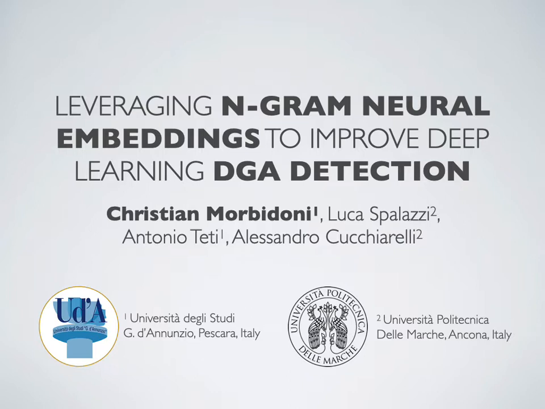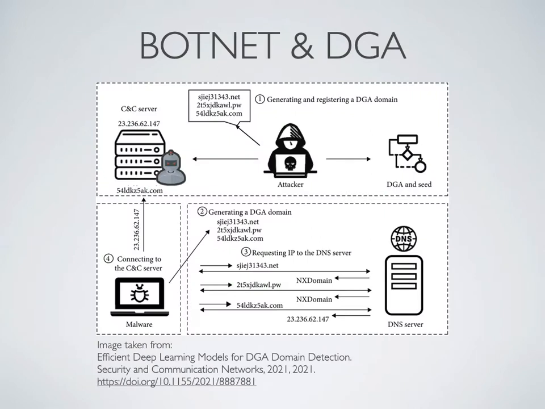In this work, basically, we leverage N-gram neural embeddings to try to improve the performance of deep learning based detection of domain generation algorithms. So let's start with a little description of the scenario.